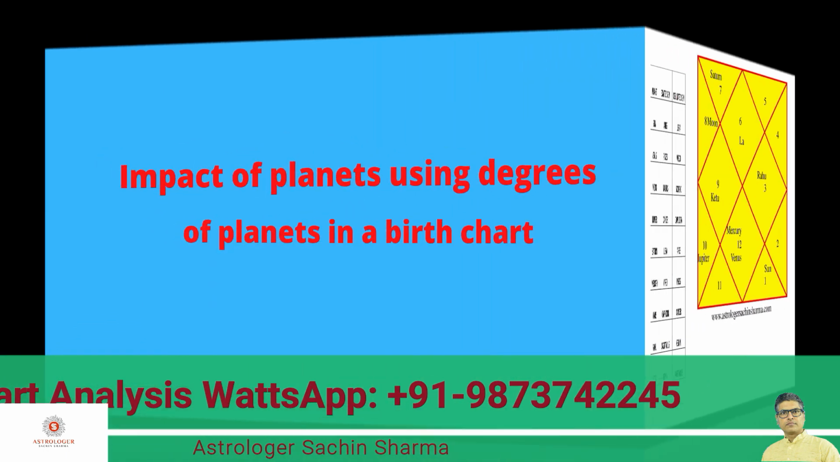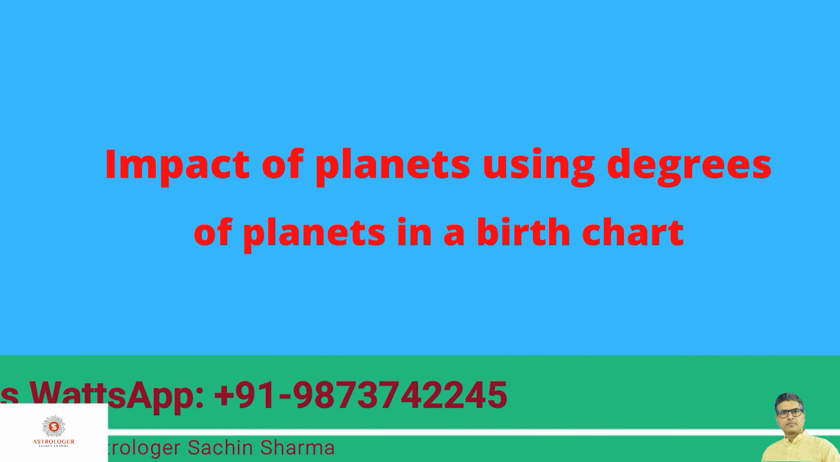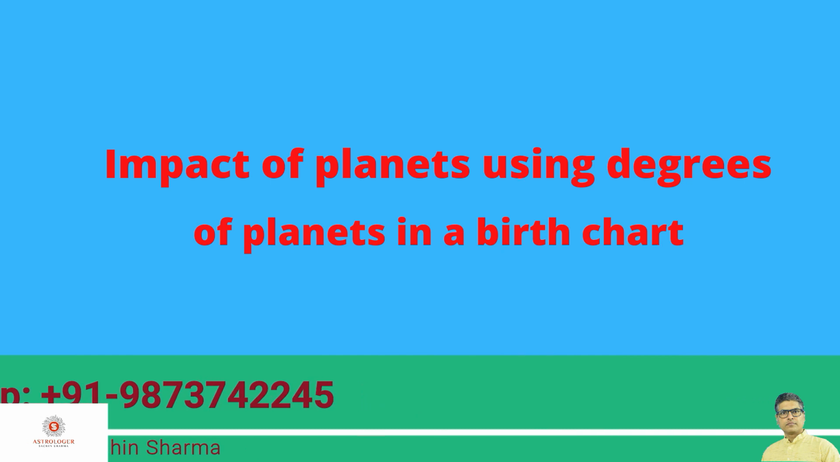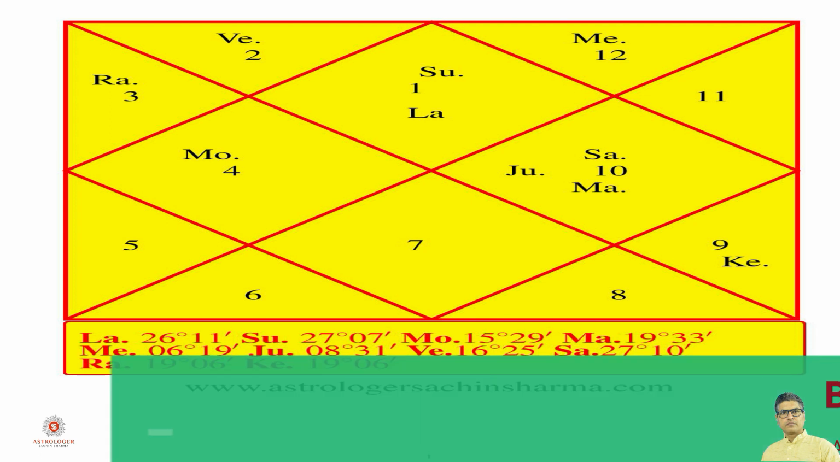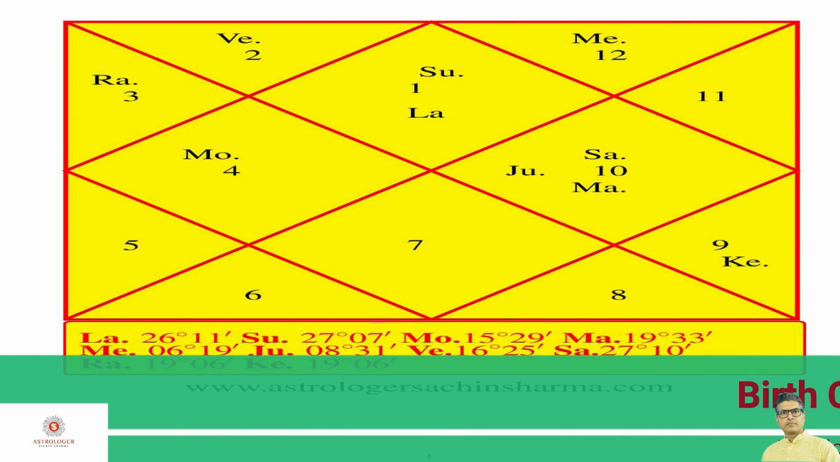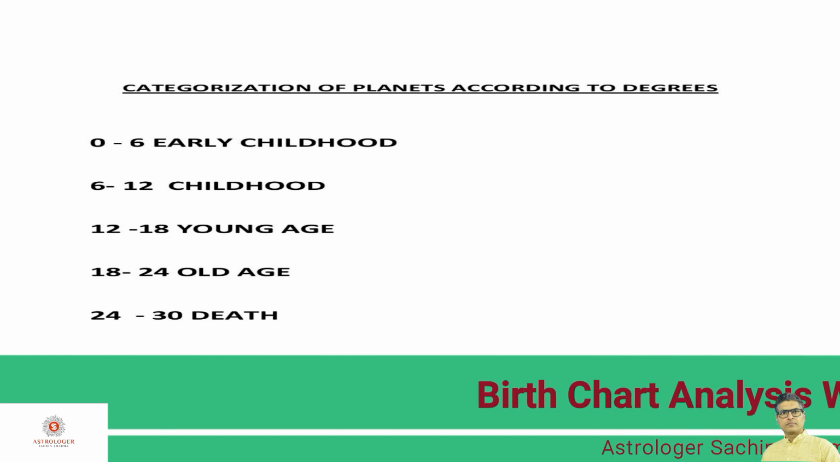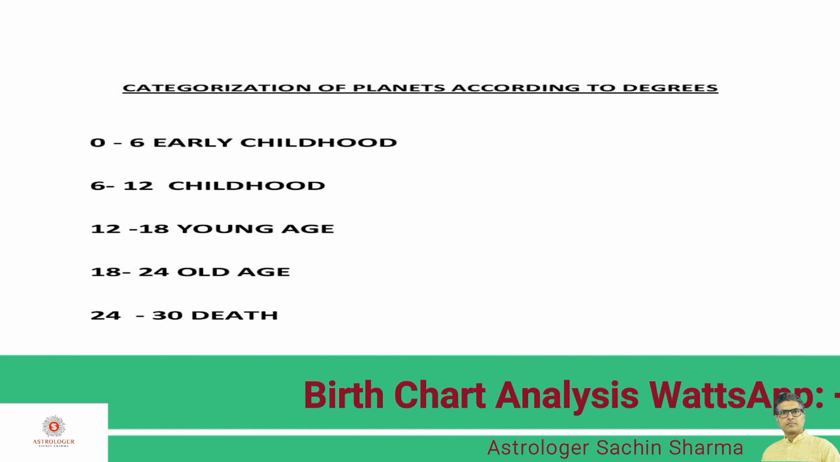Now let's move towards our next concept, how to check the impact of a planet by using degrees in a birth chart. Whenever you see any birth chart, you can find that degrees are written for each and every planet like this, as you can see in this birth chart. So let's discuss how we analyze the impact of planets by using the degrees of these planets. Here I have categorized degrees into 5 different sections, which is very important. I have categorized this so that it will be easier for you to remember.